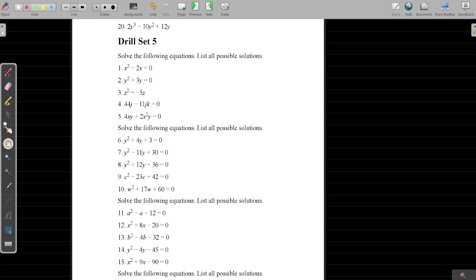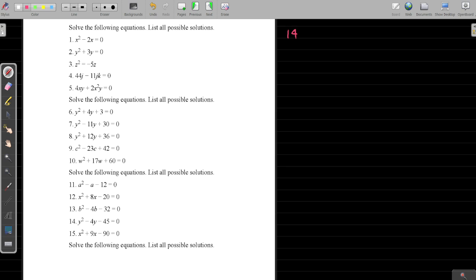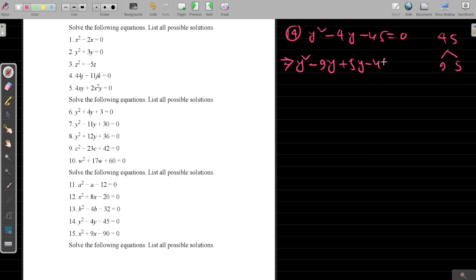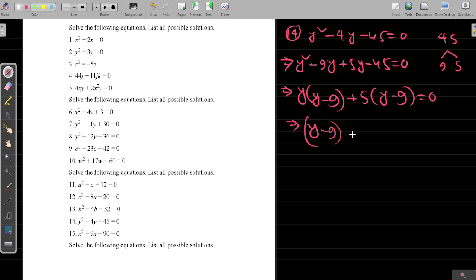Now question number 14: y square minus 4y minus 45 equals 0. So 45 means 5 multiplied by 9. So y square minus 9y plus 5y minus 45 equals 0. If I take y common from here, then the remaining part will be y minus 9. If I take 5 common, then y minus 9 equals 0. So here y minus 9, and here you will get y plus 5 equals 0. So our answer will be 9 and minus 5.